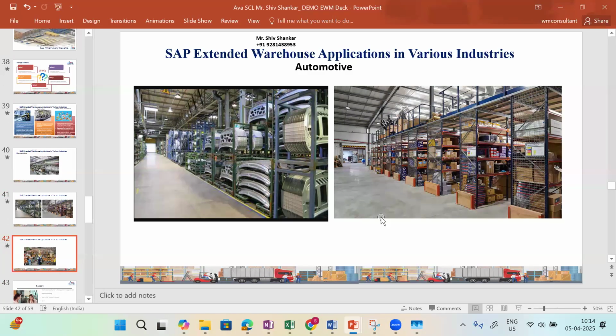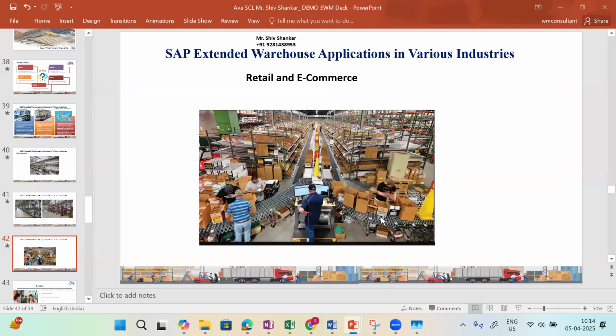Similarly, the retail industry. This is a very common but very complex industry when it comes to the warehouse. In the retail or e-commerce industry, there are all kinds of materials. When you order a product, the cartons come in and they store them. Typically, the retail distribution warehouse looks like this.